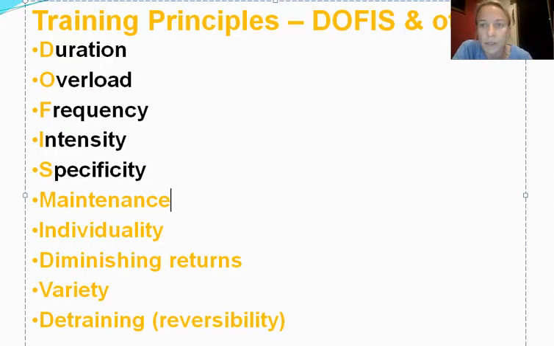The acronym that I like to use is DOFUS. These are the 5 most critical training principles: duration, overload, frequency, intensity, and specificity. Every training program needs to adhere to these training principles to bring about those chronic adaptations, those long-lasting physiological changes to the body to improve performance.